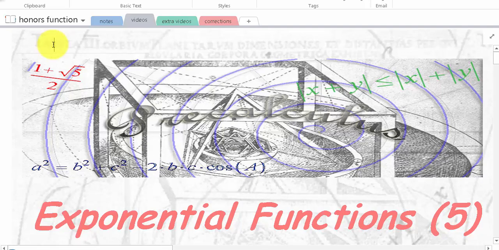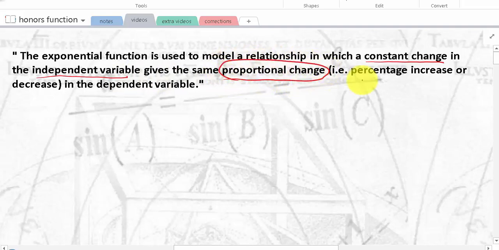Let's begin this lecture with a sentence that I picked up from Wikipedia, from the article on the exponential function. So let's pay attention to the sentence, shall we? The exponential function is used to model a relationship in which a constant change in the independent variable gives the same proportional change, percentage increase or percentage decrease, in the dependent variable.